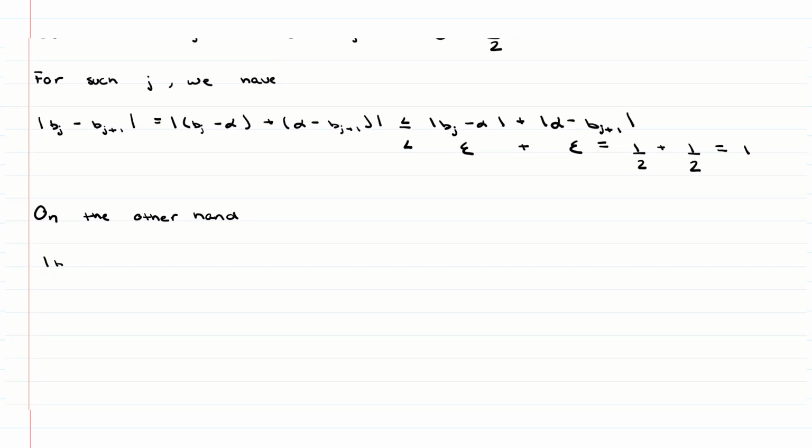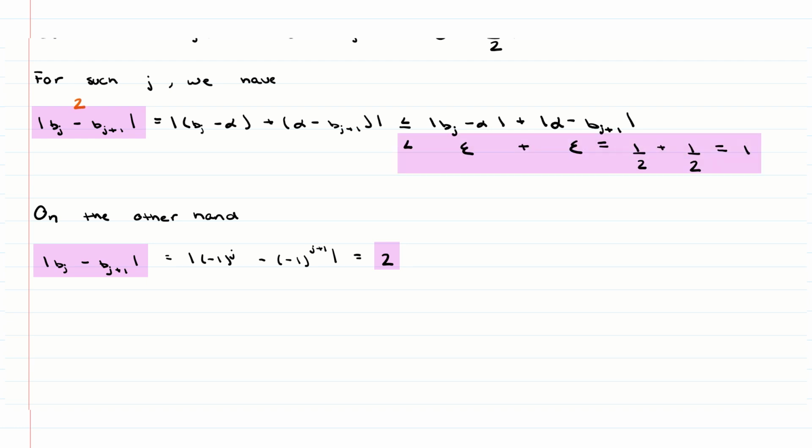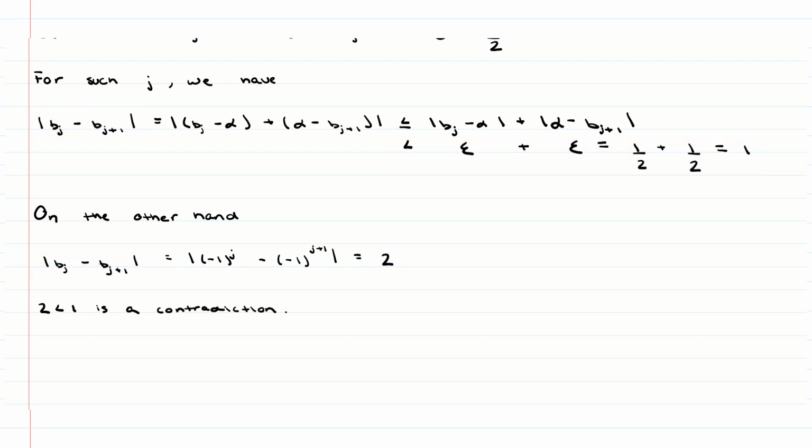On the other hand, the absolute value of b sub j minus b sub j plus 1 equals the absolute value of -1 raised to j minus -1 raised to j plus 1, and this equals 2. But we see that we have a contradiction. If the absolute value of b sub j minus b sub j plus 1 is 2, and earlier we showed that that's less than epsilon plus epsilon, which ultimately equals 1, then we see that 2 is less than 1 is a contradiction. So we've proved by contradiction the sequence does not converge.